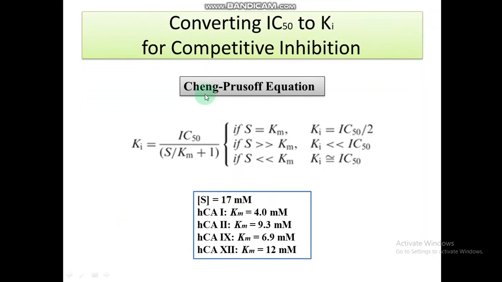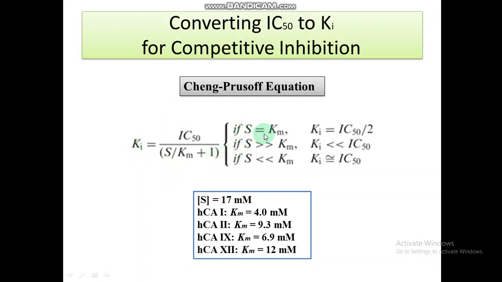Now I am going to show you how we can convert IC50 to the Ki value by using the Cheng-Prusoff equation. Here is the Cheng-Prusoff equation, which says that Ki is equal to IC50 divided by S over Km plus 1. So we should know the IC50 value, the substrate concentration, and the Michaelis constant Km value. Then we can calculate the Ki value.